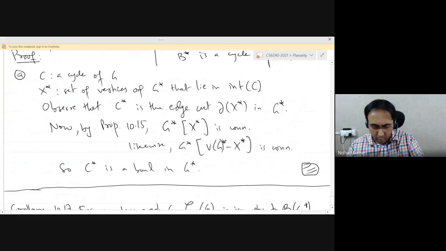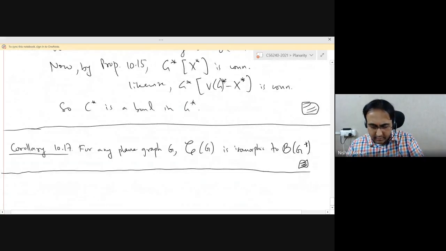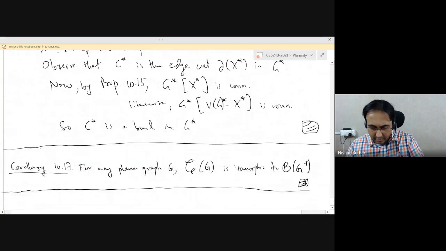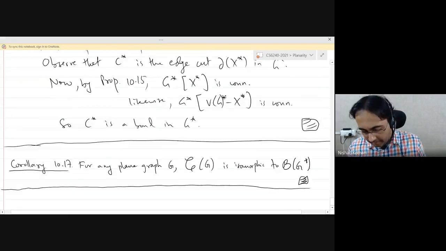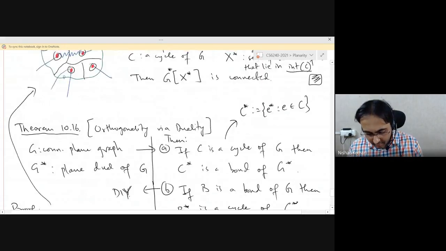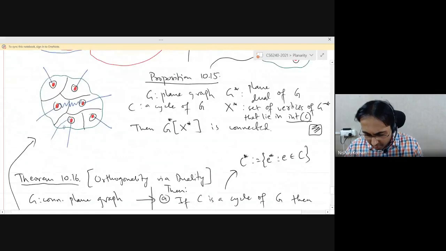And we proved one part of it. The other part is an exercise, might be on your assignment, I'm not sure. And I forgot to mention the corollary. Because the cycles translate into bonds and vice versa, one corollary is that the cycle space of the graph G is isomorphic to the bond space of the dual G star, right? So here we are talking about two vector spaces being isomorphic. So that's all I want to tell you about planar duality for now.